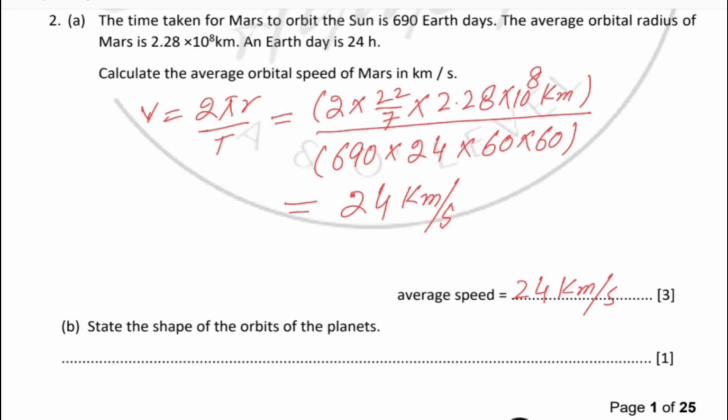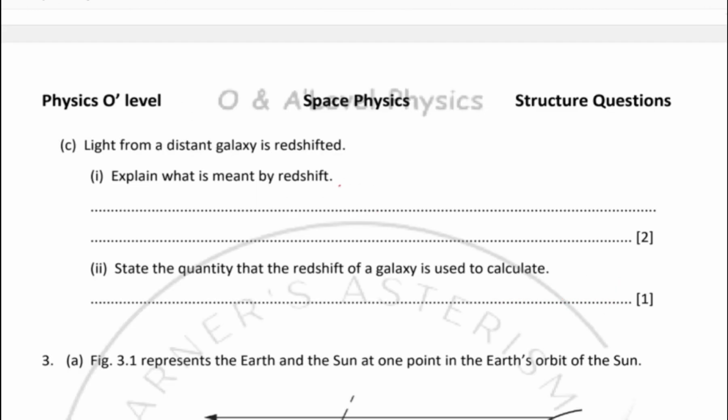This part B, state the shape of the orbit in a planet. Dear students, we know that the orbits of the planets are elliptical, not a circular. Part C is light from a distant galaxy is redshifted.